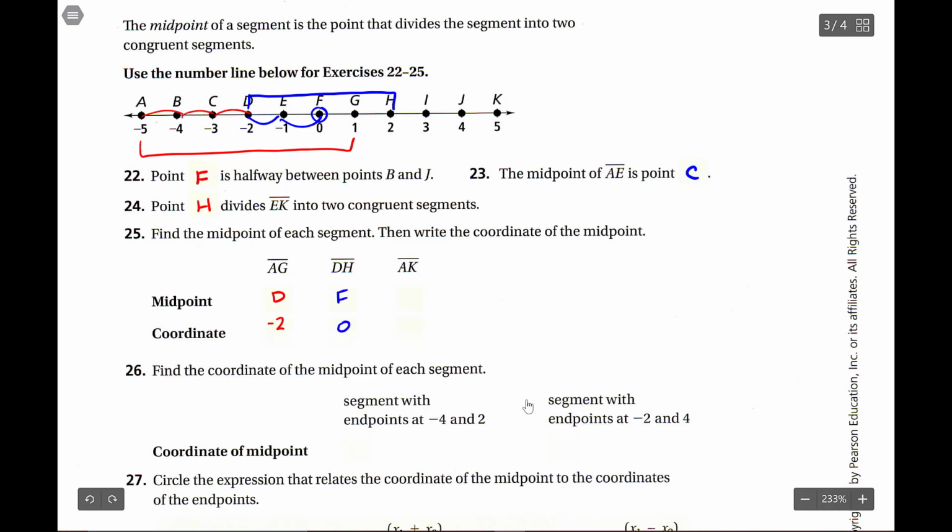And then our last one is A to K. That's all the way across, that's 10 units. Half of 10 is 5, so if we move 5 units in either direction from the endpoints, we land back at point F with coordinate of 0.